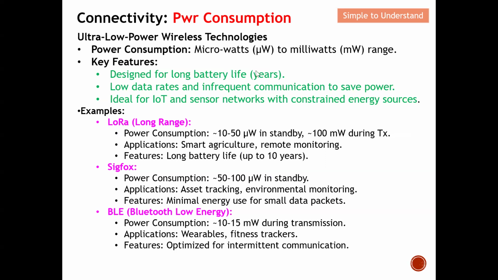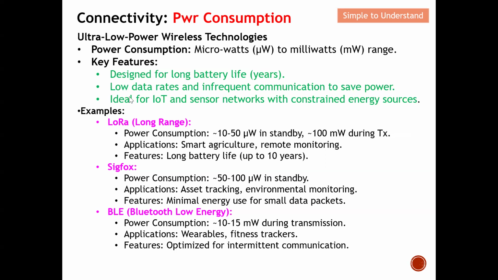So the minimum for this ultra low power is that the battery life is expected to last for years rather than months. So keep this in mind. For ultra low power, we want our battery life to support years. I think that 3 years is a very reasonable timeline for this ultra low power wireless technology category. Because of the long battery life, we can't transmit a lot of data.